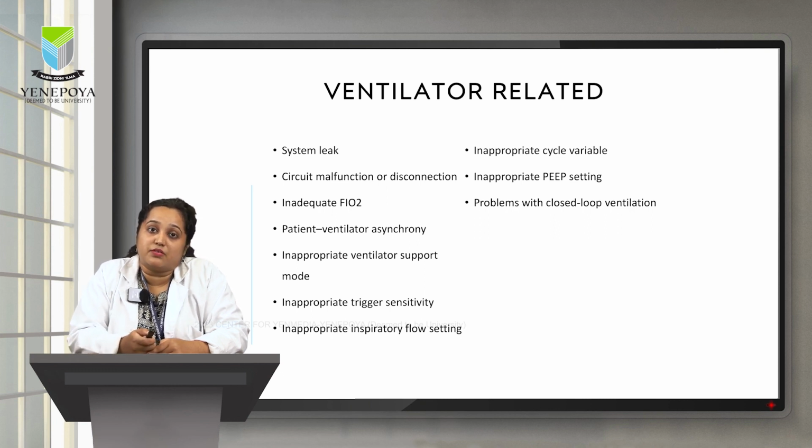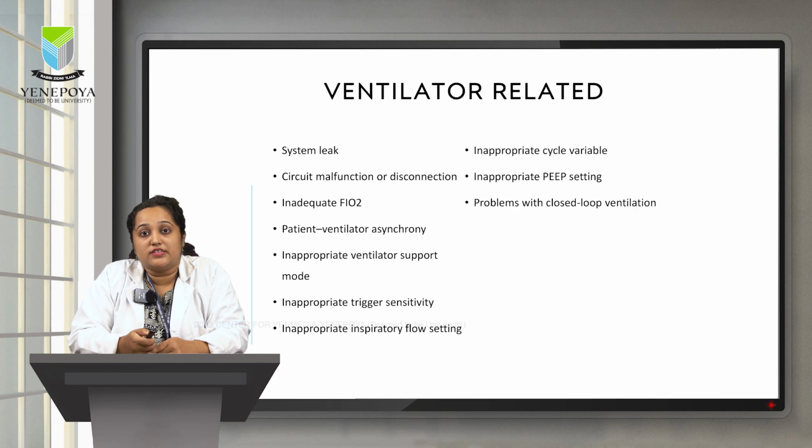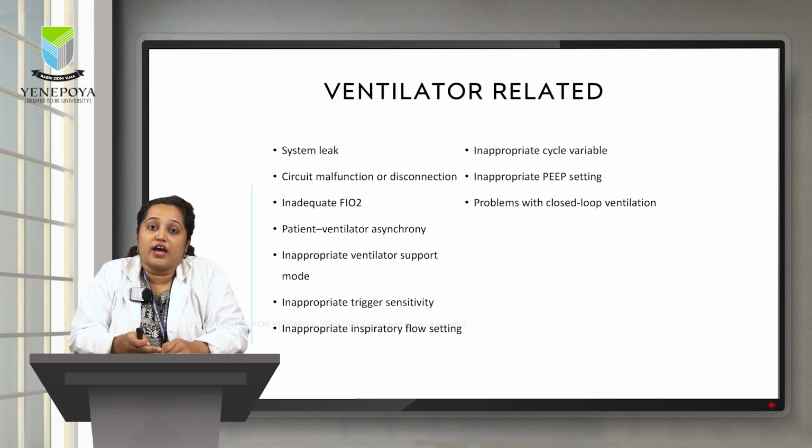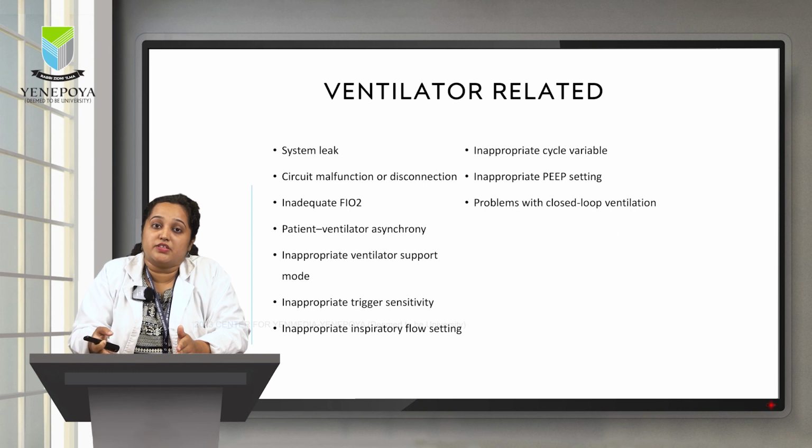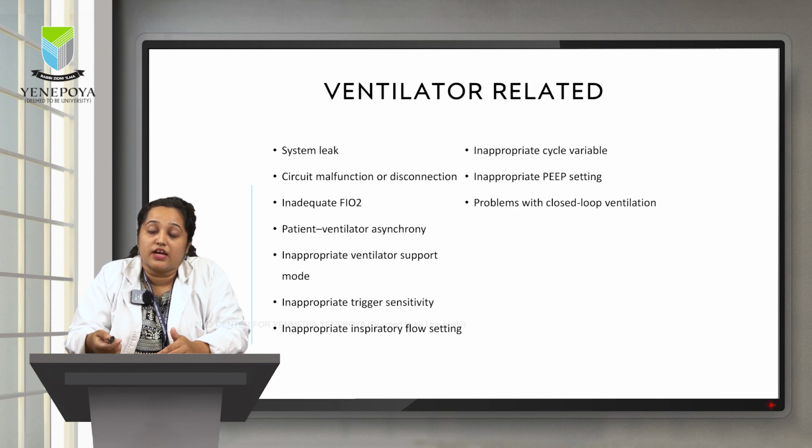Inappropriate cycle variable. Now this is very commonly seen because when we are setting a respiratory rate, we might not give enough time for the patient to exhale, right? So what happens is, if we are not giving the patient enough expiratory time, the patient feels kind of trapped. He is not able to exhale completely and the ventilator has started giving the next breath. So in these cases, cycle failure is going to happen, and this can be corrected by changing the cycle setting.